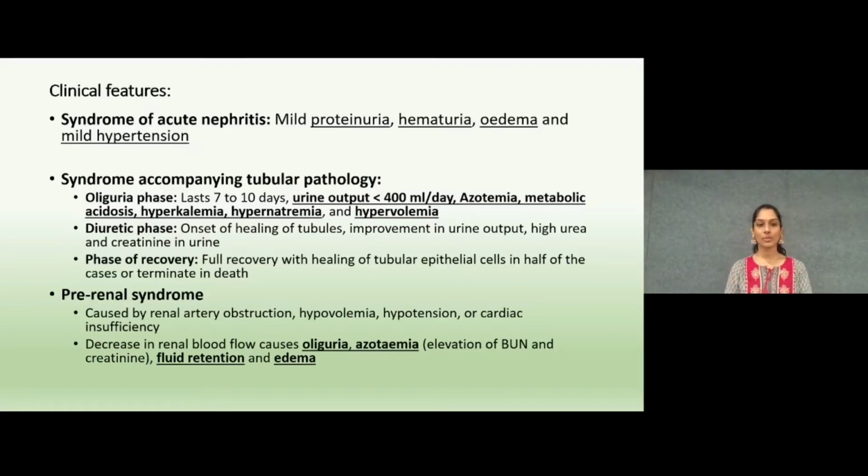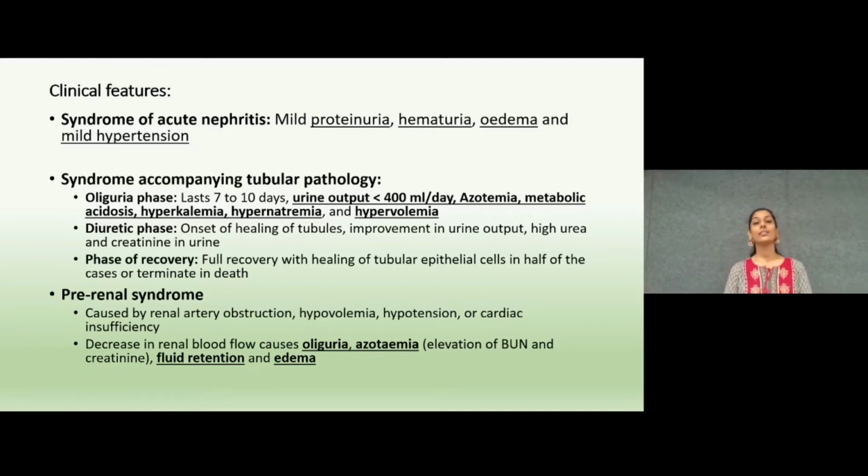Then the clinical symptoms. First, the symptoms of acute nephritis: it causes mild proteinuria, hematuria, edema and mild hypertension. Then the syndrome accompanying tubular pathology. First, the oliguria phase, which lasts for about 7 to 10 days, in which there is urine output less than 400 ml per day. Then there occurs azotemia, metabolic acidosis, hyperkalemia, hypernatremia and hypervolemia. Then second, the diuretic phase.